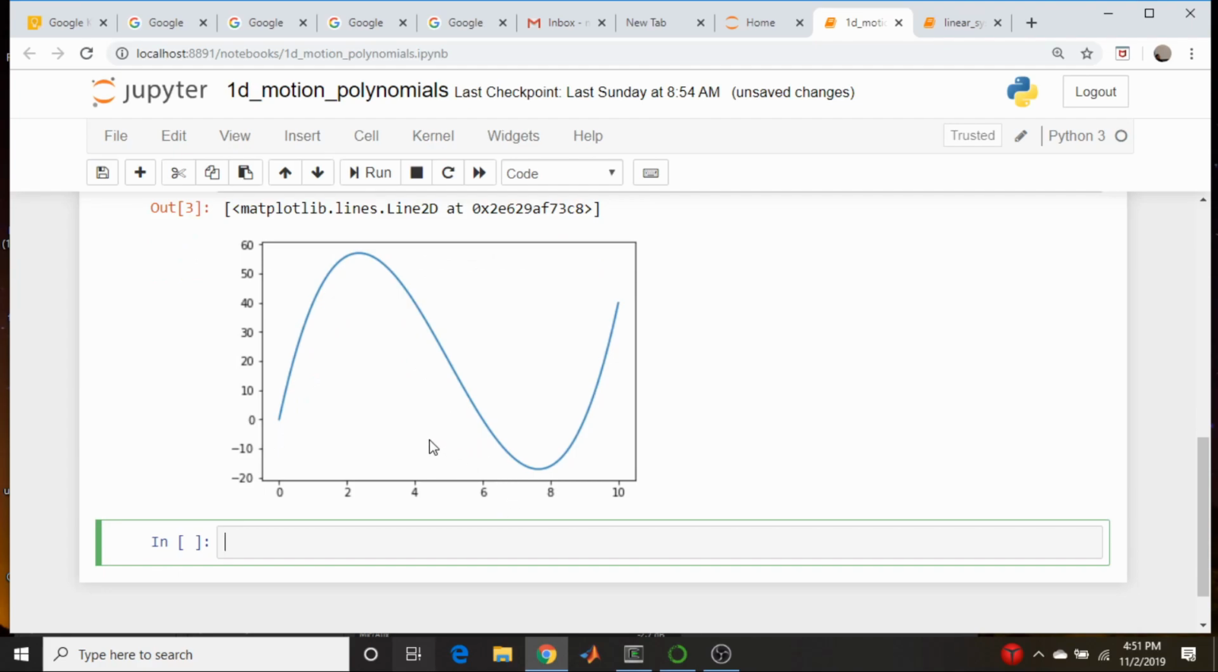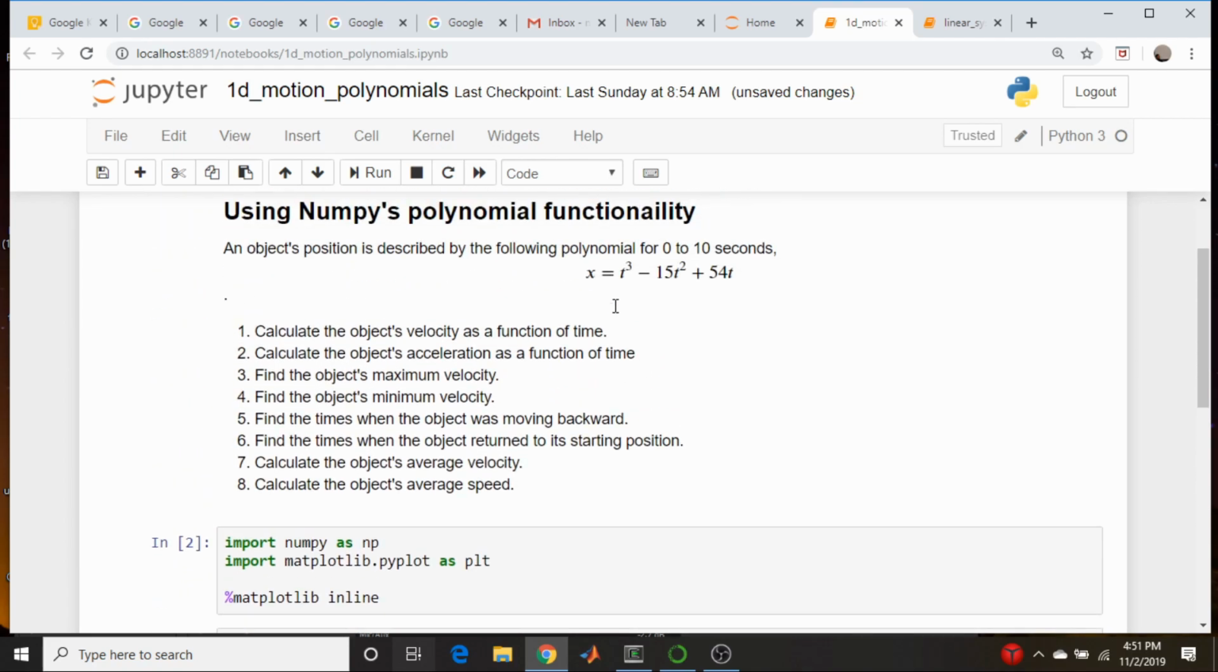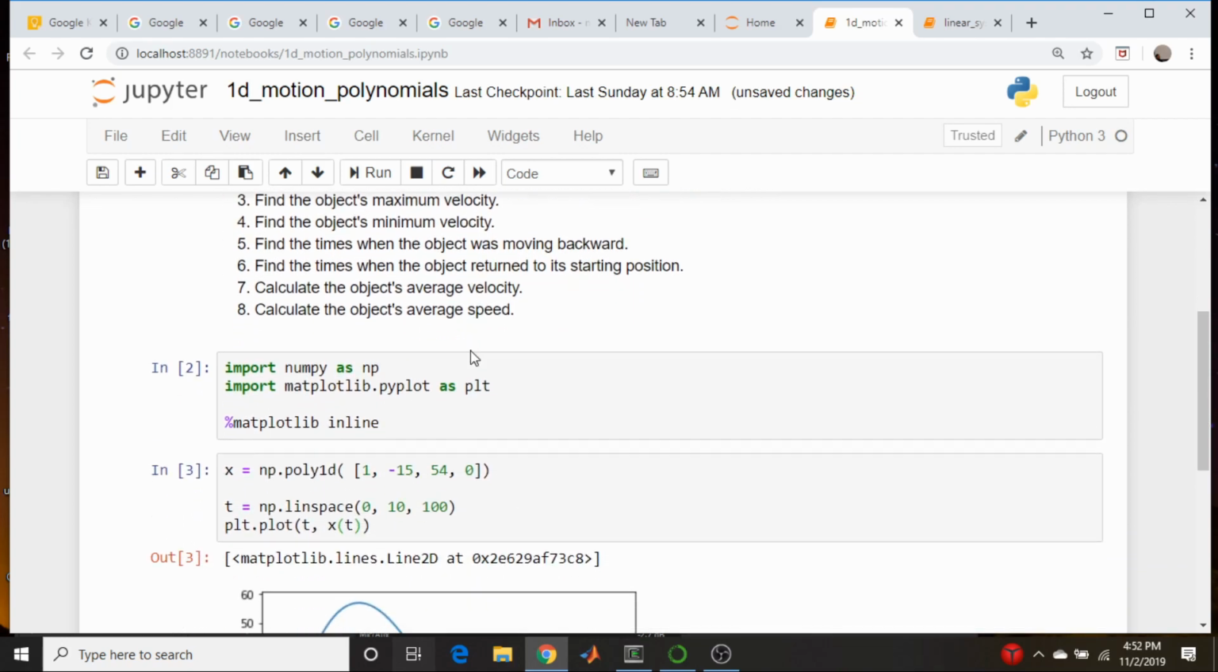So here we go. It's just a cubic polynomial that's almost like a sine wave in appearance here. It starts at time equal to 0, at position 0, rises up, turns around, comes down, and does this oscillatory behavior. So let's go on now and do questions 1 and 2 here. So what's the velocity and the acceleration as a function of time?